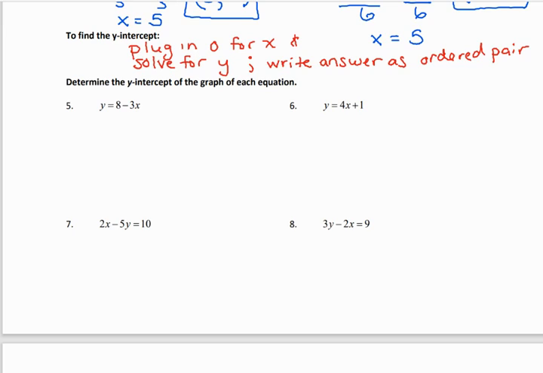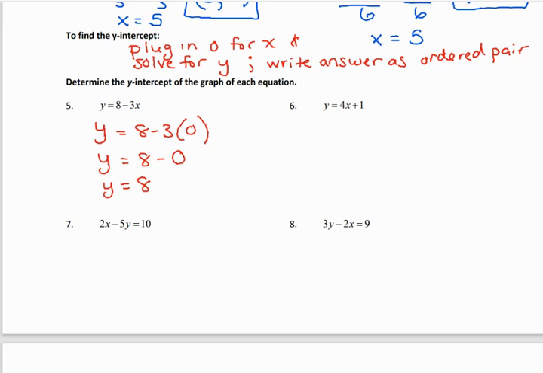So for number 5, let's do that. We're looking for y, so leave y blank. We're going to now plug in 0 for x. Are you paying attention to the Zoom? Hope so. So now we solve that. Order of operations. Do we subtract or multiply? Multiply, right? So 3 times 0 is 0. So this is now saying y equals 8 minus 0. And 8 minus 0 is 8.